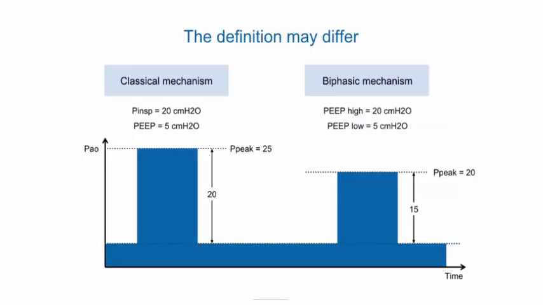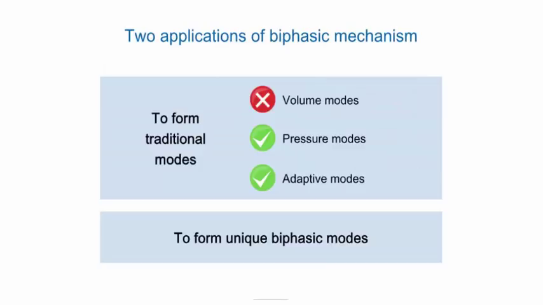By definition, PEEP counts from 0 or atmospheric pressure. This also applies to PEEP high and PEEP low. In a pressure mode, however, the inspiratory pressure, that is, P control or P support, counts from PEEP. Therefore, in a pressure mode, the peak pressure is the sum of P insp and PEEP, while in a biphasic mode, the peak pressure equals PEEP high. If you are not sure how inspiratory pressure in pressure modes and biphasic modes is defined in your ventilator, ask the manufacturer.